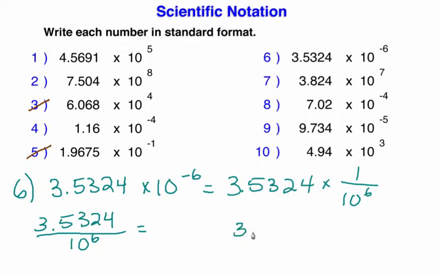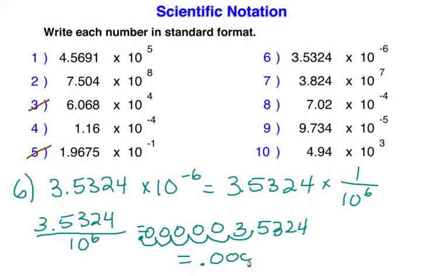So we're going to move our decimal to the left 6 times because we're dividing by 10, which moves our decimal to the left. So our final answer for this one is 0.0000035324. This is another example that really illustrates that it's nice to be able to write this in scientific notation rather than having to make sure you've written the right number of zeros out in that decimal.